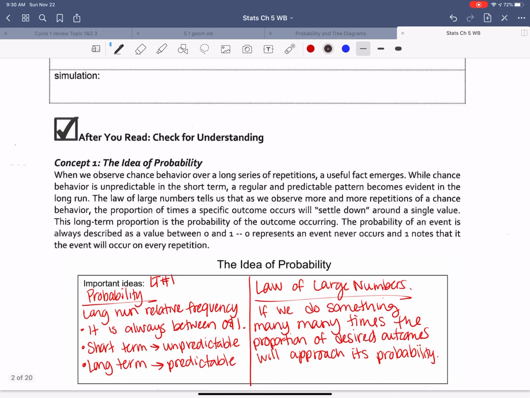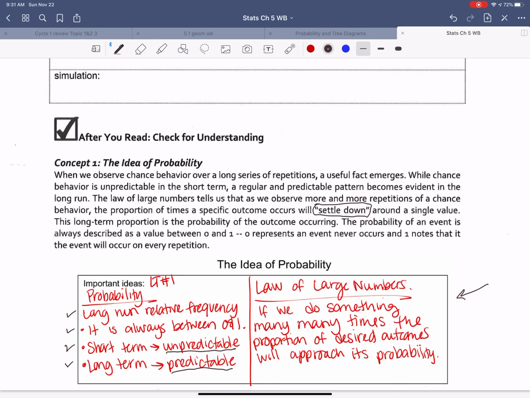So this first concept, you don't have to write this down, but these were the notes that we took after the free throw activity. These main ideas say exactly the same thing. So our notes mimic what this workbook does, and this is a way of seeing it in a different way. As we said, the long run relative frequency is always between 0 and 1. In the short run, it's very unpredictable. But in the long run, it settles down and approaches what we would predict to happen.